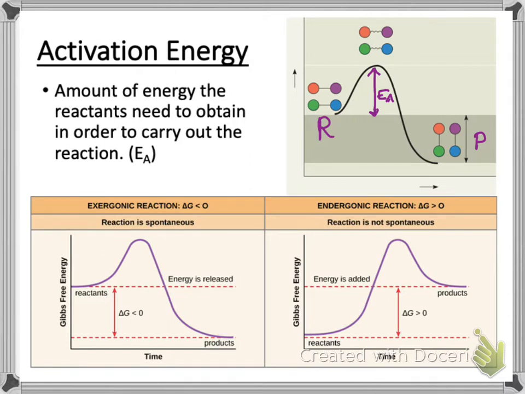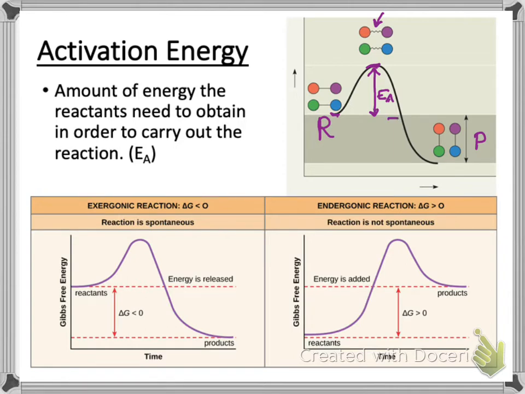The activation energy is the difference between the reactants and this peak of potential energy, or free energy. That is the input needed to get the reactants to become unstable so that bonds can break and we can form the products.